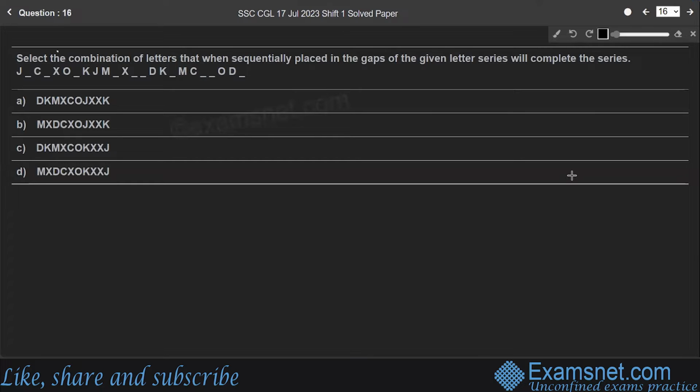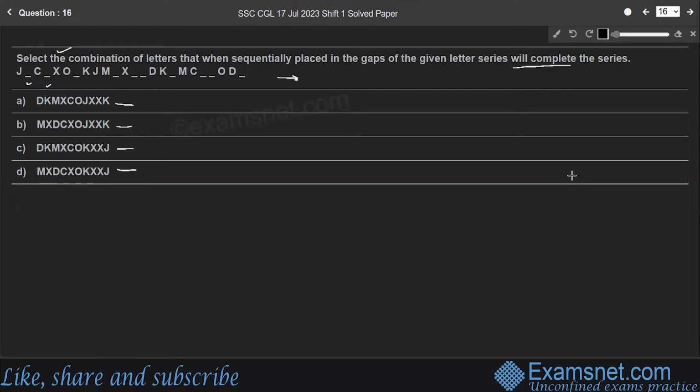Question 16. Select the combination of letters that when sequentially placed in the gaps of the given letter series will complete the series. Here is the series, which has many gaps or blanks. According to the 4 options, these options contain some letters.